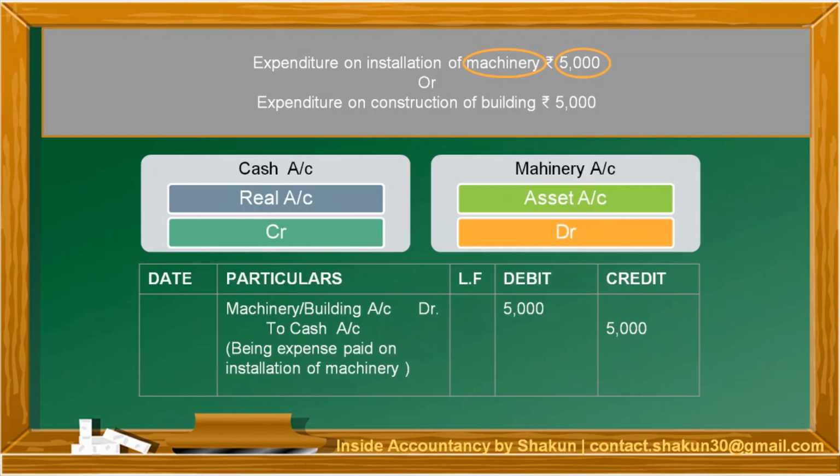Similarly, if we purchase a machinery, the purchase of machinery has not been given here, but if we purchase a machinery and on its installation we are spending 5,000, that means the amount should be added to the cost of machinery. Machinery being an asset should be debited, so machinery account is debited, and we are making a payment, cash is going out, so therefore cash account is credited. So please always remember that whenever any amount is incurred at the time of purchase of an asset, it is always added to the cost of the asset.